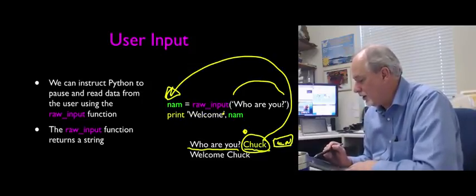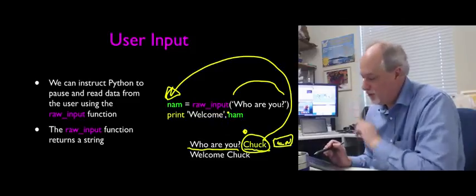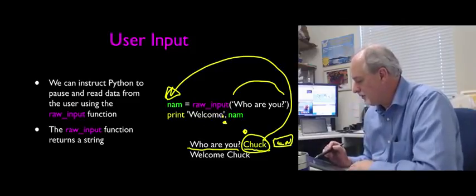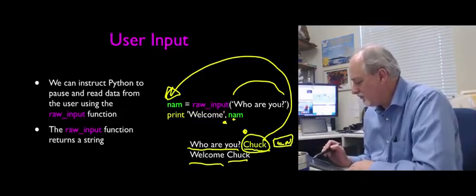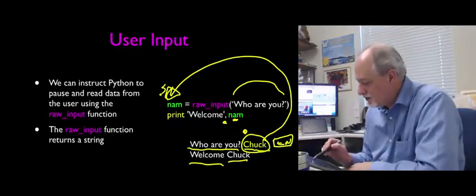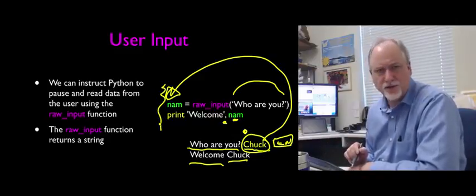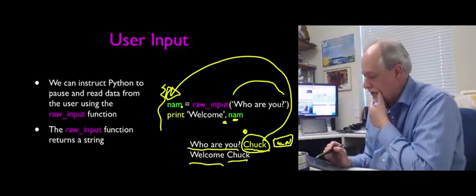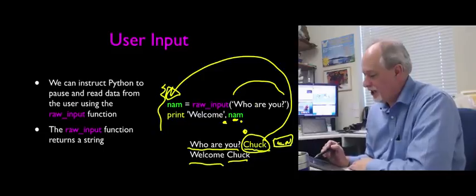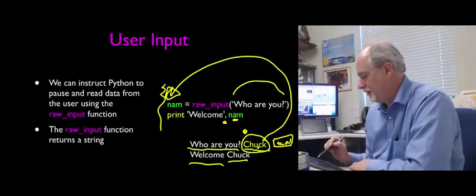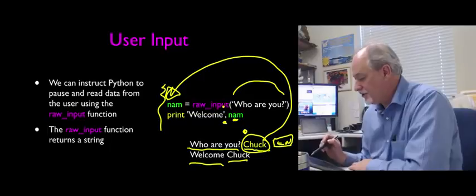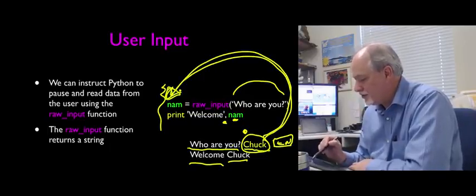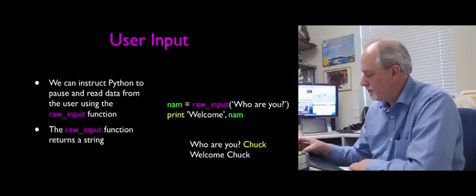So I'm going to print the string welcome, comma, so that means I'm printing two things now. The comma adds a space between welcome and then nam. Welcome is a literal, and then Chuck is coming from this nam variable. So this is a 2-line program. I think this is one of your assignments, actually, one of the exercises in the book, to prompt for a user's name and then welcome them. Okay? So raw input is a function that issues a prompt, waits, and then takes whatever string is entered, returns it, and puts it into that variable.